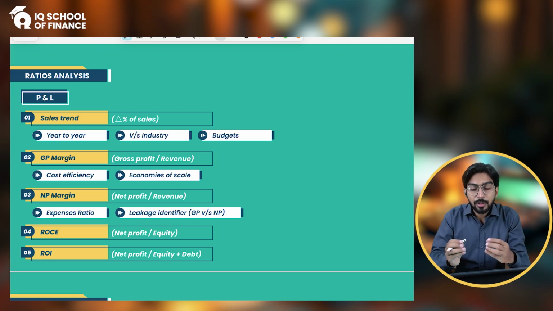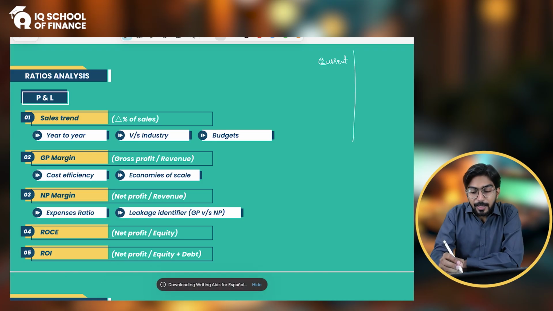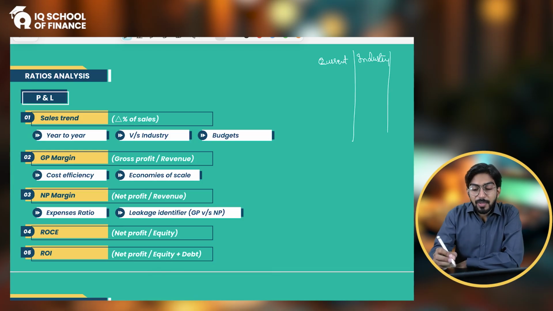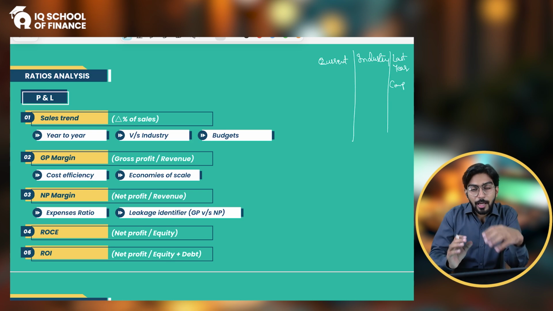First, you would be given the data of the current year, and maybe you would be given the data of the industry, or maybe your own last year, or maybe your competitor. So what you need to do is calculate the important ratios for your current year, or for the industry, or for your last year, or for your competitors, and then you have to compare them. This is one kind of question which can come into the exam.